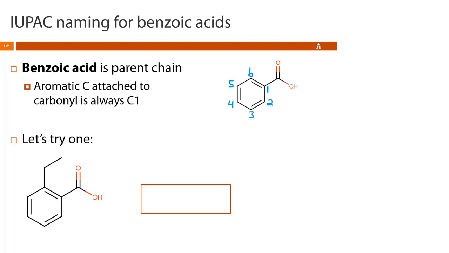Okay, so now that you know how that works, go ahead and pause this video and see if you can come up with a name for this molecule at the bottom left of this slide. Okay, so this is a benzoic acid derivative, so let's go ahead and number our aromatic ring. And we know the carbon attached to the carbonyl has to be carbon 1. And we want to give our ethyl substituent here the lowest number possible. So that means we have to number this ring going counterclockwise. So that means the IUPAC name for this molecule will be 2-ethyl benzoic acid.